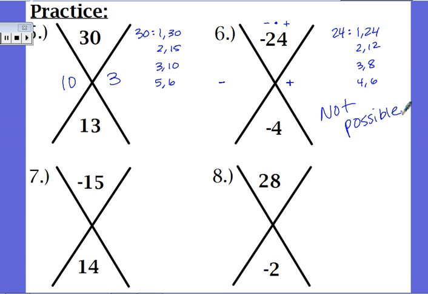Taking a look at number 7, again we've got a negative product, so it's a negative times a positive, but my sum is positive. That means the larger number is going to be positive and the smaller factor will be negative. Then we look at our factors of 15, which are 1 and 15, and 3 and 5. We put our bigger number as positive in our calculator and the smaller factor as negative. So we do 15 plus negative 1, and we get 14. Just to check, 5 plus negative 3 does not get us 14. So we're going to put 15 as the positive and 1 as the negative.